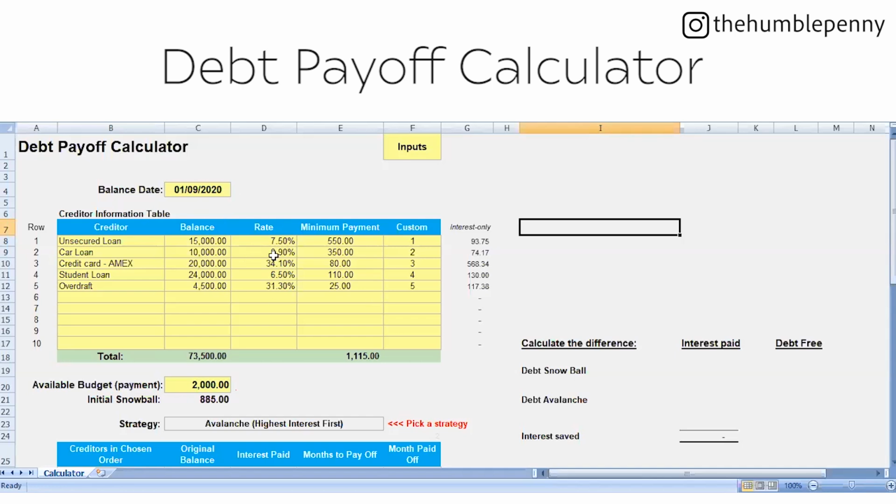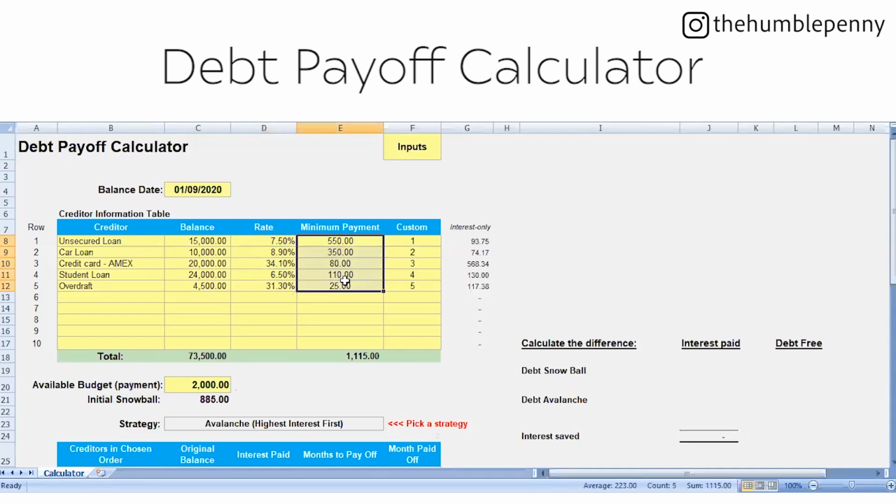So this spreadsheet will tell us what the big differences are from an interest perspective. So here we have a hypothetical example of somebody who has 5 different types of debt: an unsecured loan, car loan, credit card, student loan, and an overdraft. So here are the balances, and here you can see there are varying differences in interest rates, so really high interest rates with the credit card and the overdraft, and then much lower interest rates on the unsecured loan, car loan, and the student loans.